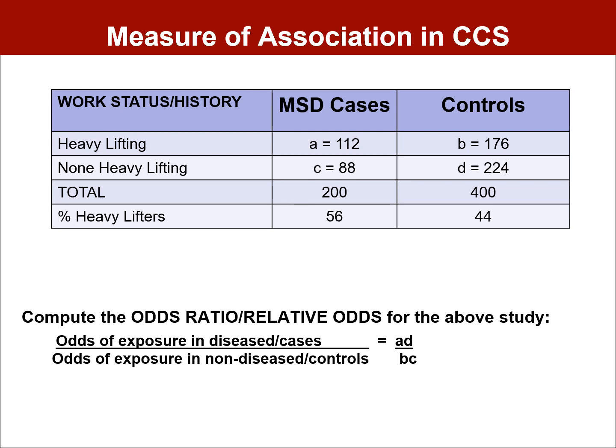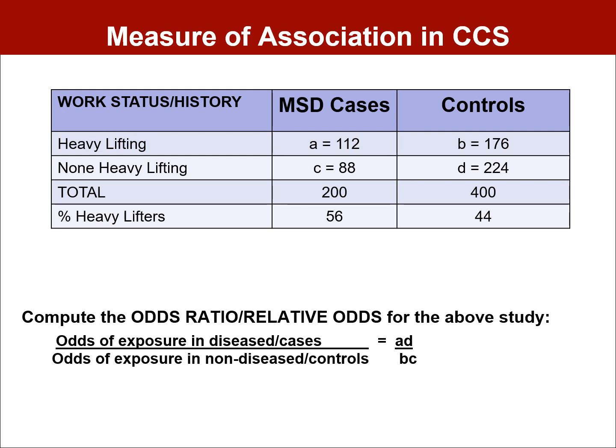The exposure in this particular case is work history of lifting. Even though the information is not here, we have a clear definition of what heavy lifting is, and a definition of what non-heavy lifting is. So you're either in the category of being a heavy lifter or a non-heavy lifter as it relates to the kind of work that you did. Again, it's a history because this is retrospective in nature.